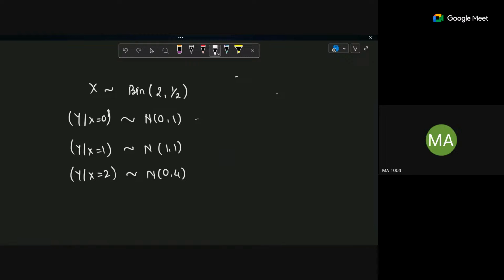If I want to calculate my marginal density for y, fy of y, how will you try it? X is a random variable with a binomial distribution, n is 2 and probability is 1/2. Is this much information enough to calculate the marginal density of y? Just try it and see if you are able to solve it.